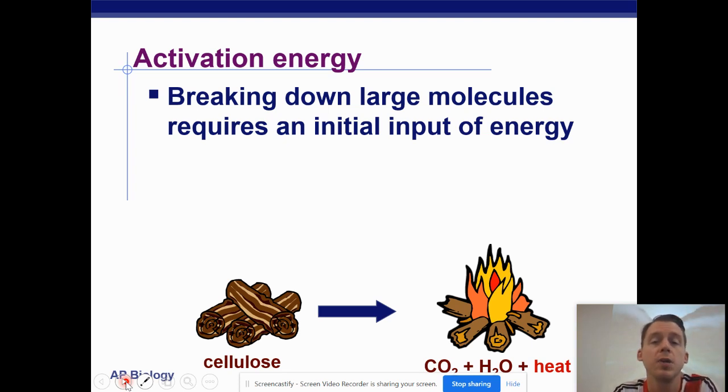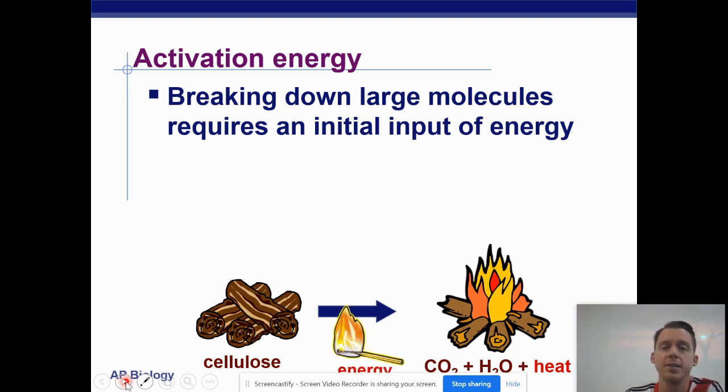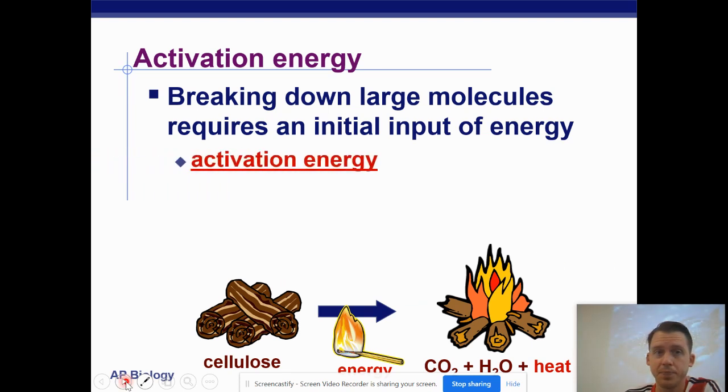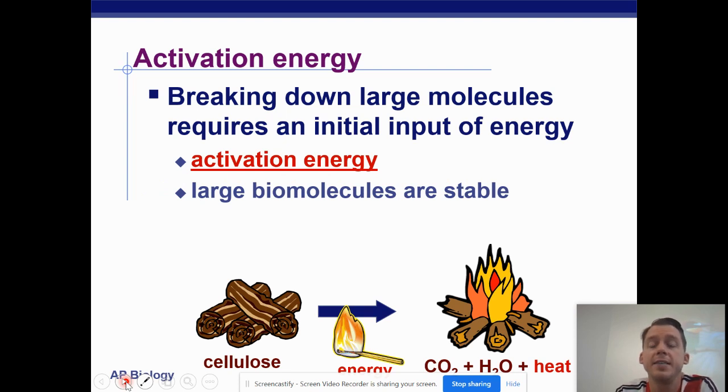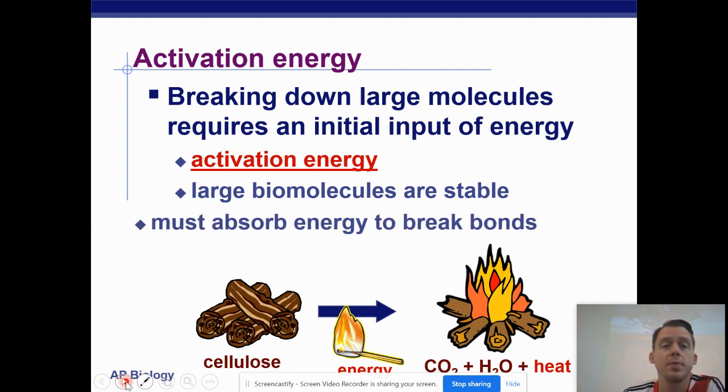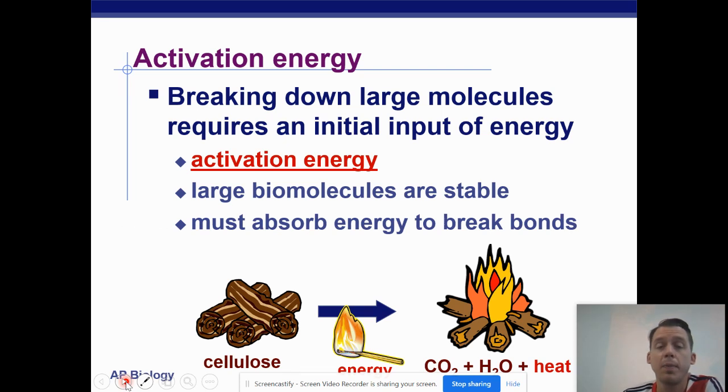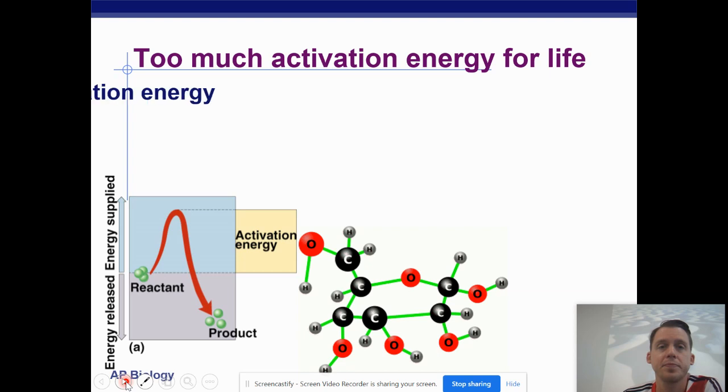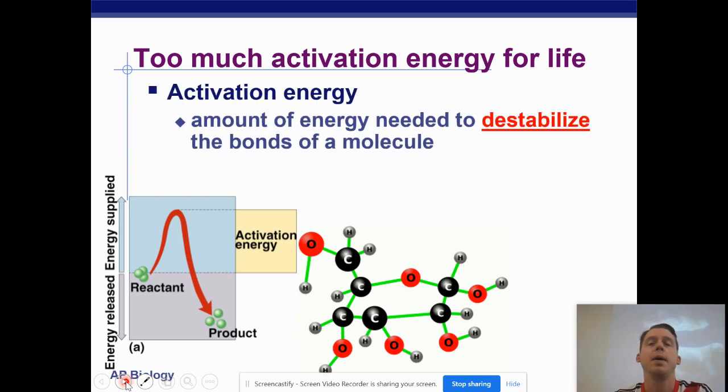Breaking down large molecules requires an input of energy, right? Similar to trying to burn a log. Logs are going to react with oxygen, but it won't happen on its own, right? Logs aren't going to spontaneously combust. We need an input of energy, and that's called activation energy. Activation energy is the energy needed to make a reaction happen. Those large biomolecules are pretty stable, so if you want to break the bonds of a large biomolecule, you have to input some energy. So that is activation. The amount of energy needed to destabilize the bonds of a molecule.